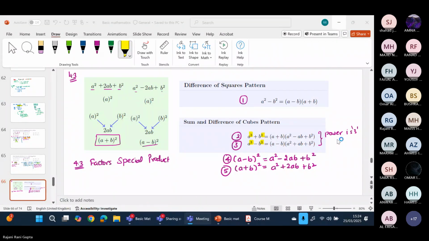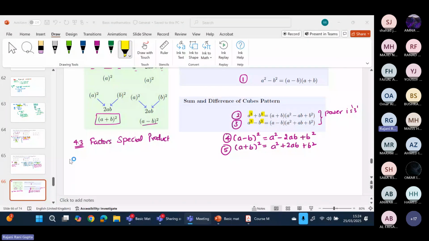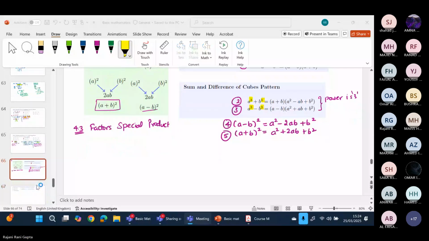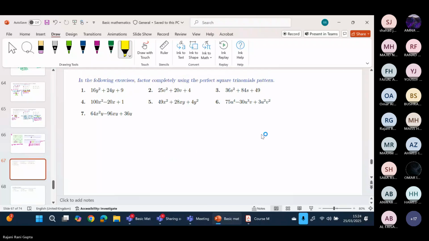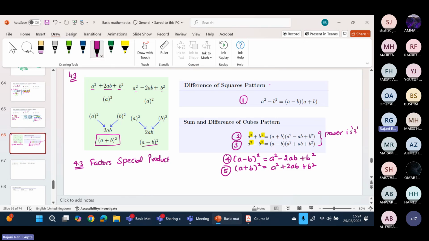So now, let's see how you get the questions based on it. Here you see everything in power 2. There is a thing that you need to notice in these rules. In this rule, you have only 2 terms. When it is power 2 and only 2 terms, you will use this rule. When it is power 2 and you have 3 terms, in these two you have 3 terms, it means any one of these rules will work. If all are plus, this rule is going to work. If one is minus, this rule is going to work.